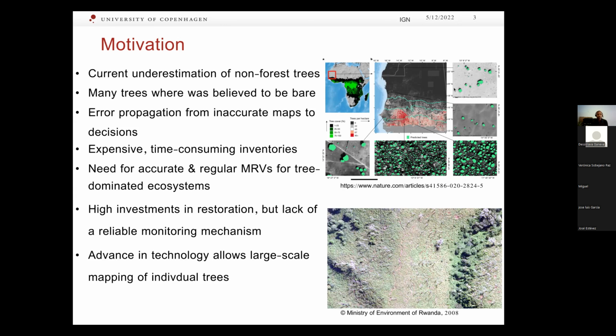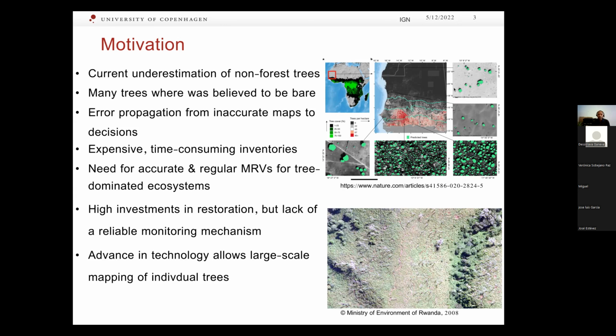Therefore, there is an error propagation in these maps with a high level of inaccuracies to the decisions where they are used. For instance, most of these products are used for Global Forest Watch and in many commitments, the global or continental or regional ones. So therefore, there is a need for a framework for monitoring, reporting and verification for tree-dominated ecosystems.